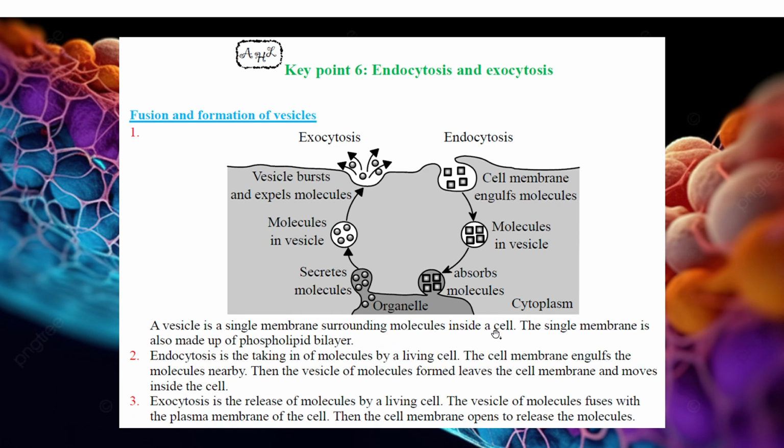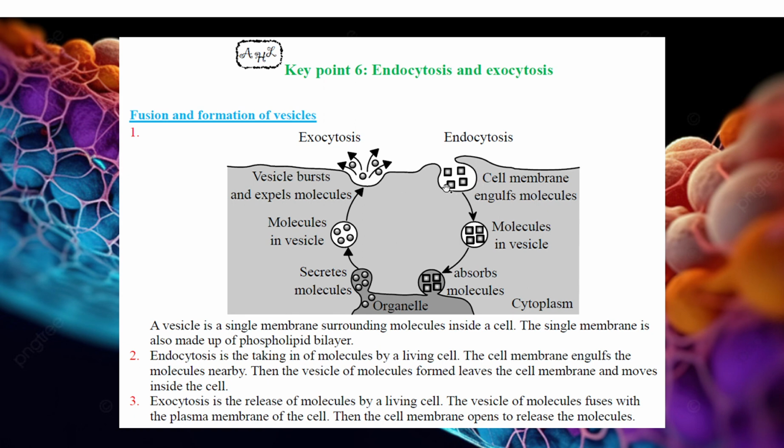A vesicle is a single membrane surrounding molecules inside a cell, and this single membrane can be made up of a phospholipid bilayer. So we trust that it comes from the cell membrane, and also from the membrane of the organelle. And it can move around. Endocytosis is the taking in of molecules by a living cell.